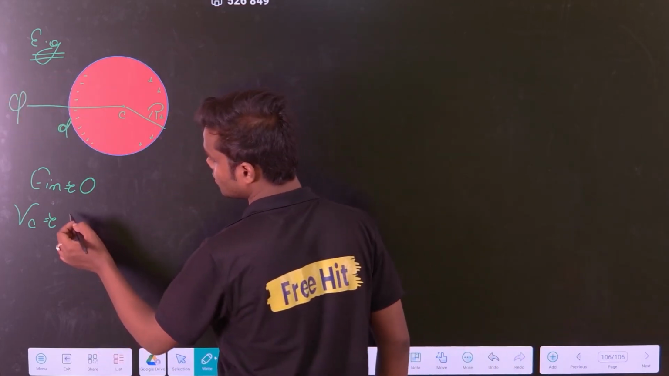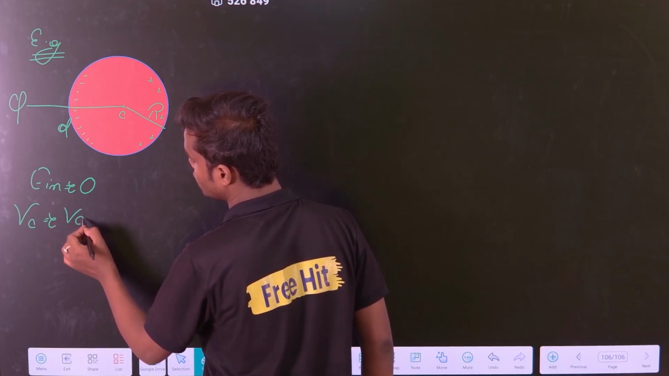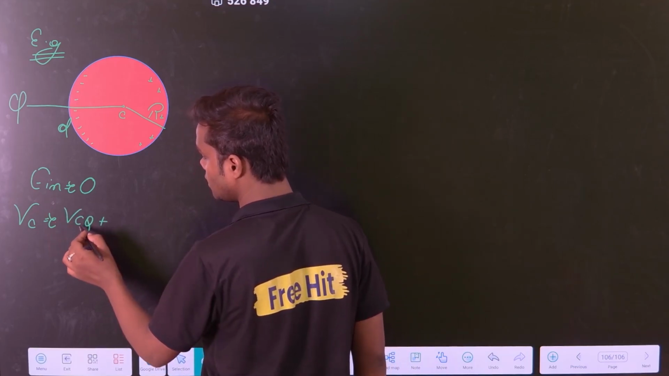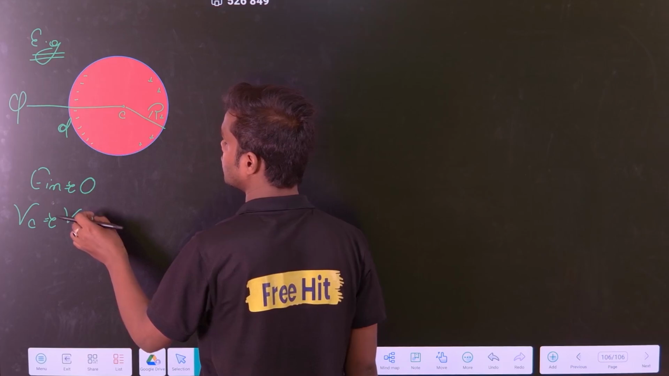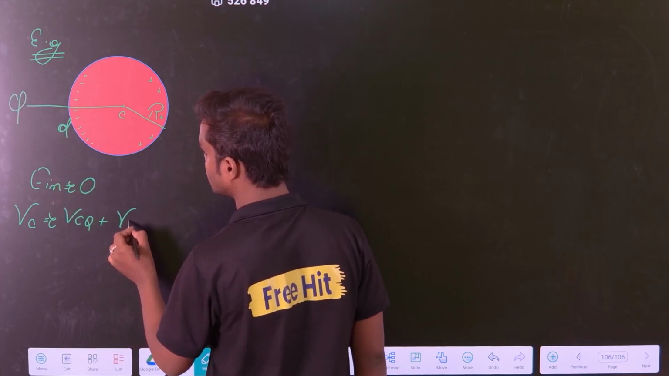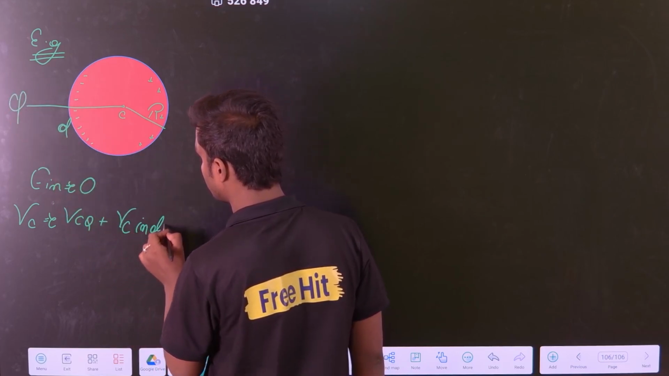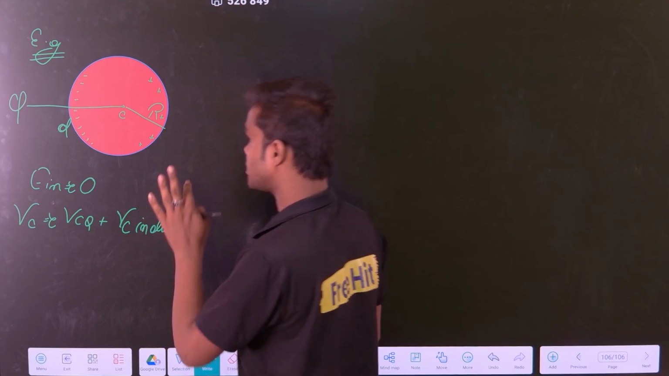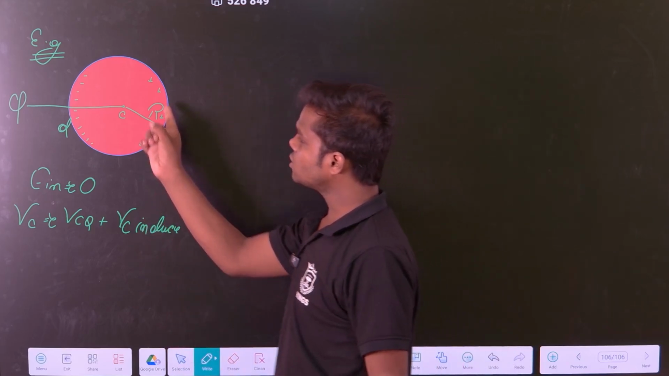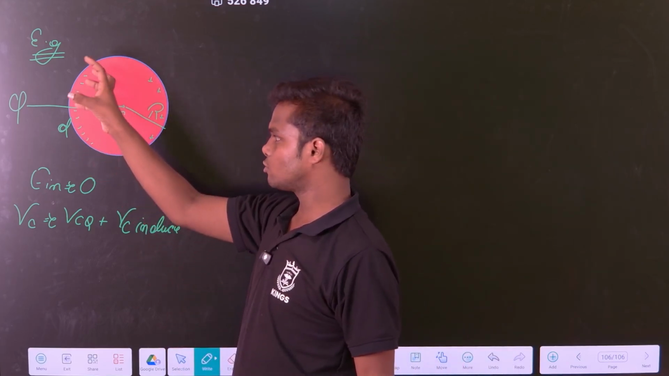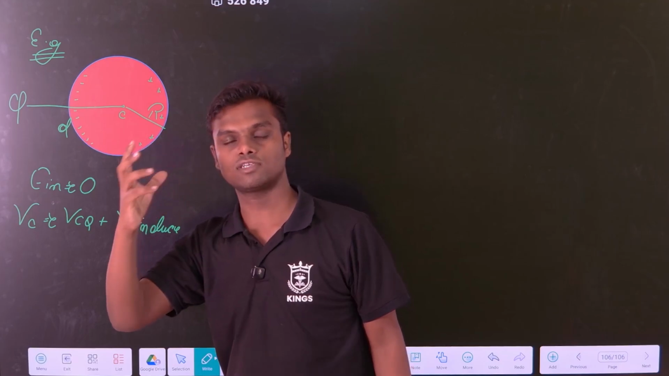One thing is clear, that the potential at the center will be due to two things. Potential at the center is due to this Q, and potential at the center due to the induced charge, correct? But we have seen one thing, that this total induced charge will always be equal to 0.